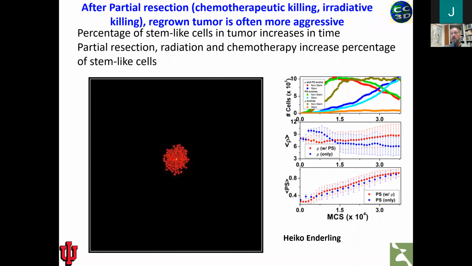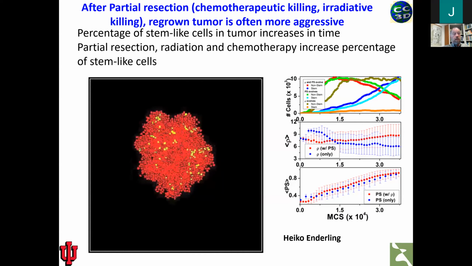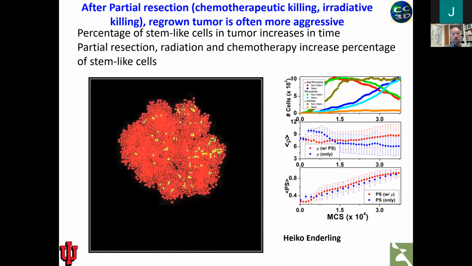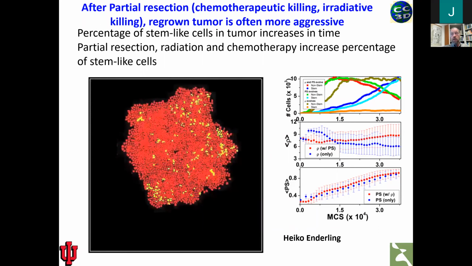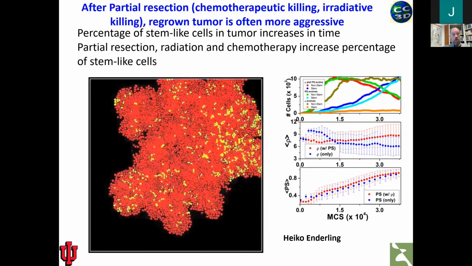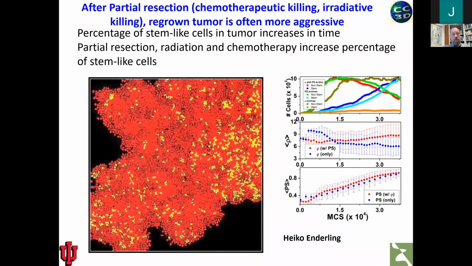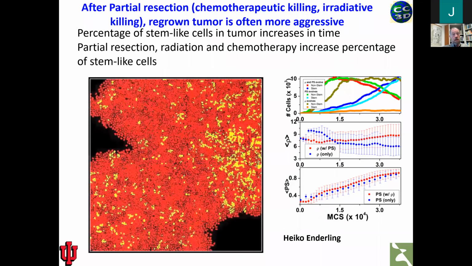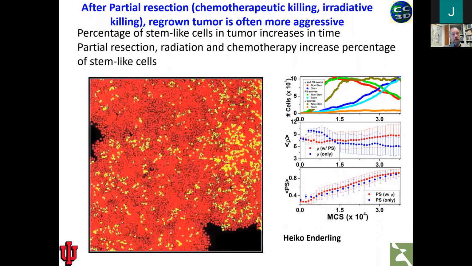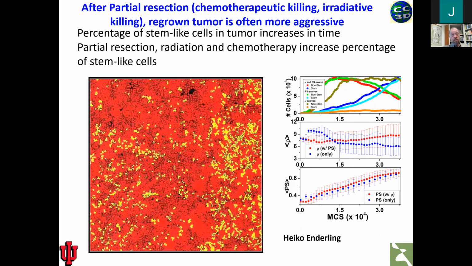There's some beautiful work that was done quite a while ago by Heiko Enderling that showed that if you simulate tumor stem cells and tumor somatic cells in an environment with limited resources, that could be nutrient limited or space limited, you'll find that the fraction of stem cells gradually increases as the tumor grows. And in particular, if you then remove part of the tumor, lifting the limitation on resources, you see a huge jump in the fraction of stem cells. That jump in the fraction of stem cells represents an increase in cancer invasiveness.